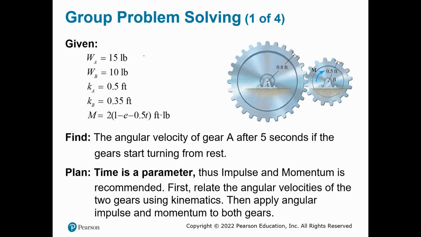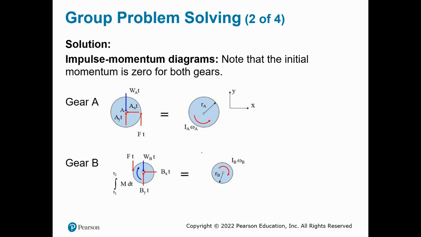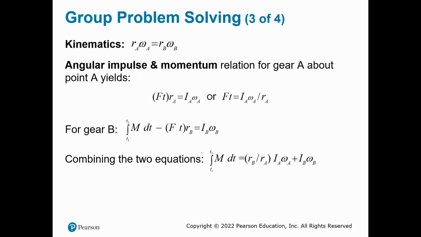Next example, we have two gears. We know the weight of both, the radius of gyration of both, and how much moment is being applied. The moment is applied at gear B. We're looking for the angular velocity of gear A after 5 seconds, starting from rest. This is the free body diagram and the kinetic diagram. Starting from rest means the initial velocity is zero. The initial angular momentum and linear momentum are all equal to zero because it's starting at rest.